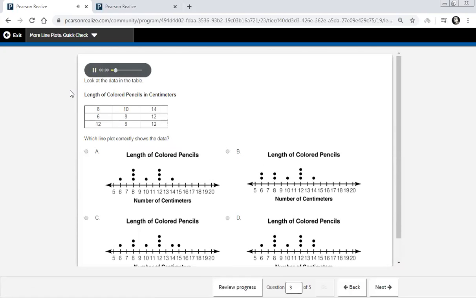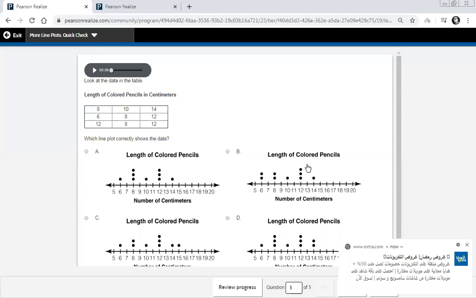Look at the data in the table. Which line plot correctly shows the data? This question, guys, really, I like it so much because it needs a smart one. So pay attention. He's asking about which line plot shows the data correctly. So I need to check each one of them, A, B, C, and D, and try to find out which one is correct. So let's start with the first one, option A.